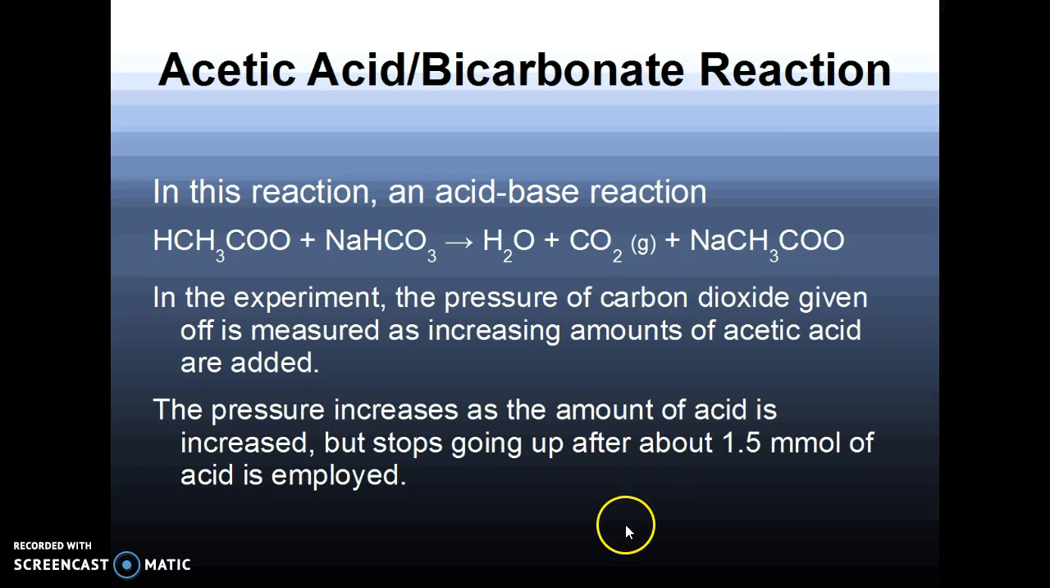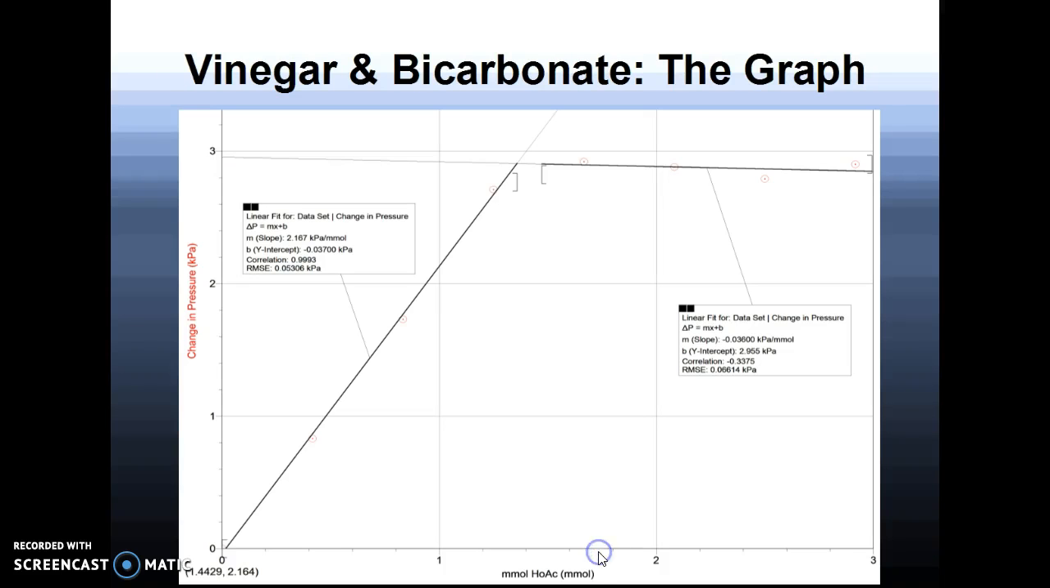The pressure increases as the amount of acid is increased, but the pressure stops going up after about 1.5 millimoles of acid is employed in the reaction. This is the graph that we have developed from the various data points that we have. It looks a little bit like what we saw with the hydrogen and oxygen, but not exactly the same, because here we're just adding acetic acid to a measured amount of a sodium hydrogen carbonate solution.